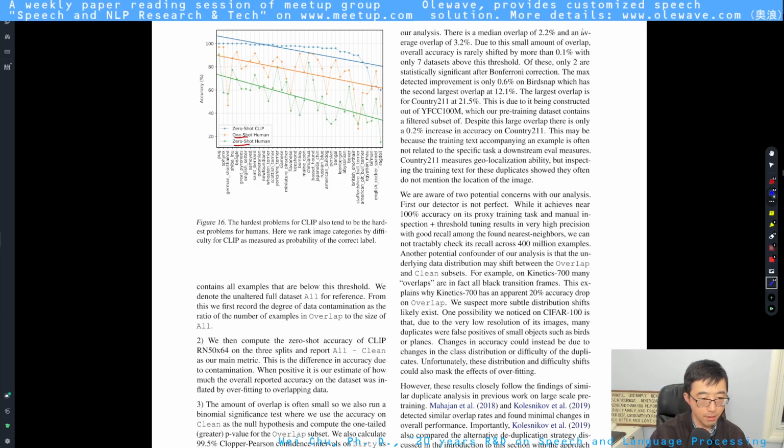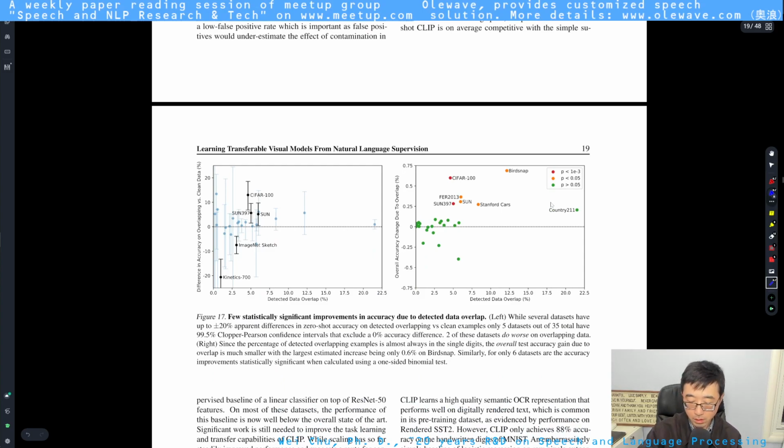Let's jump to the figure to take a quick look. So now we come to figure 17. This is a statistical significance study on the overlapping issues. First we can check the left figure. The x-axis is called the detected data overlap, and the y-axis is the difference in accuracy on overlapping versus clean data.